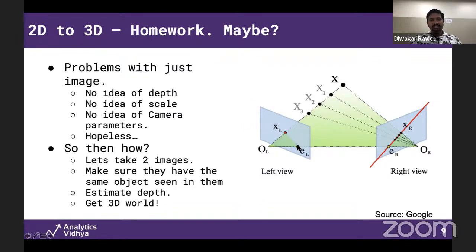So now if you have two images, you have already solved the problem. You can't convert from 2D to 3D with one image, but with two 2D images, you can make one 3D point or multiple 3D points, depending on how many points are visible here. Is this clear, the idea?